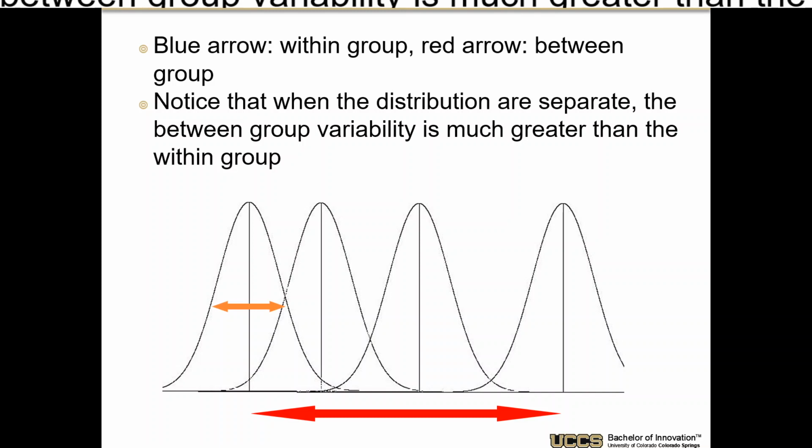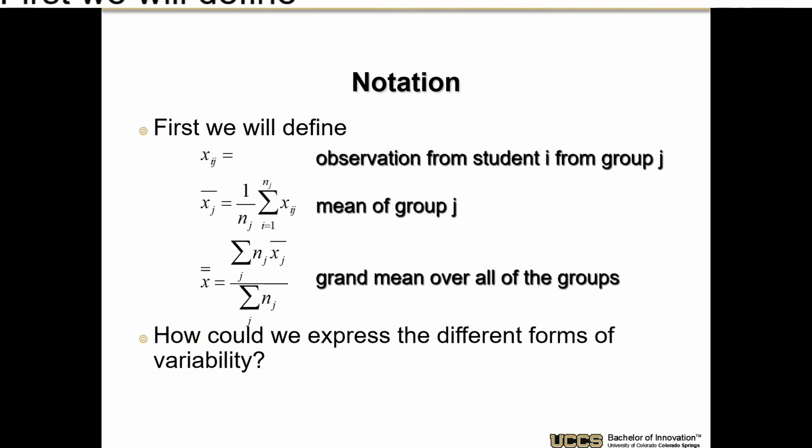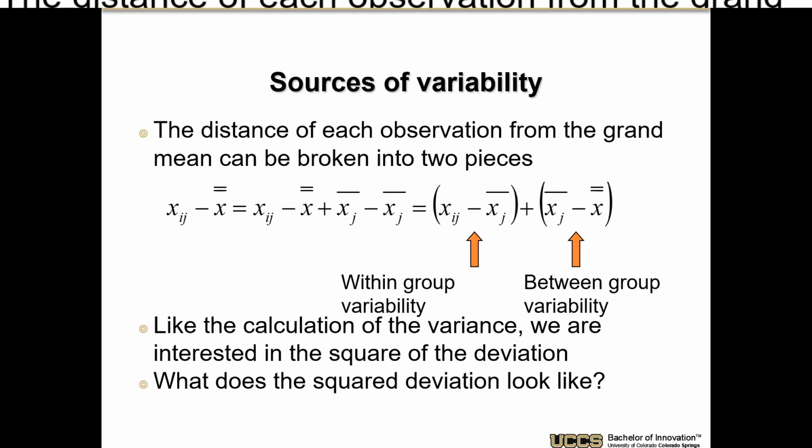So, and again, you don't have to remember any of these formulas. I just like to derive them a little bit so you get a feel for what we're actually doing. So we're going to look at the observations from the 2 different groups. We can talk about the means from students I and group J. We can compute the mean of group J, and then we compute the grand mean over all the groups. We can put all these together, right? So we can then use these to look at what happens in the variability.